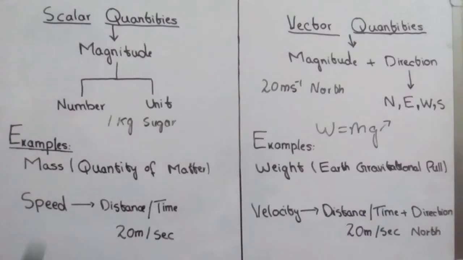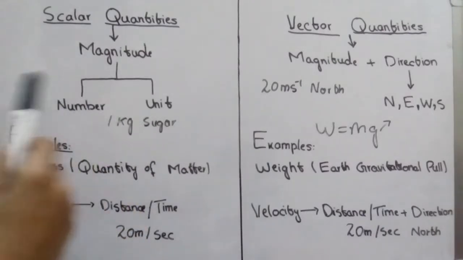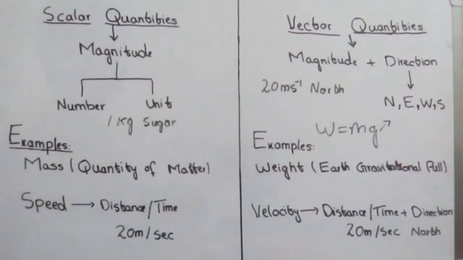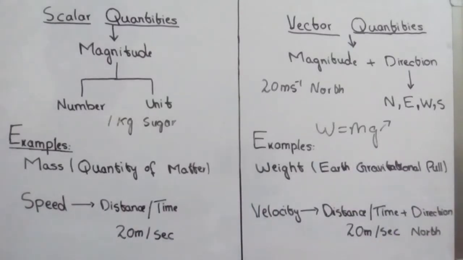Let's look at this once again. Scalar quantities are those quantities which can be described by magnitude, and vectors are described by magnitude and direction. Examples of these are mass, which is a quantity of matter, and the vector quantity weight, which is Earth's gravitational pull, which needs direction. The body is moving toward Earth, this is the direction, and speed is the distance divided by time. A body moves, for example, it has covered distance in time.